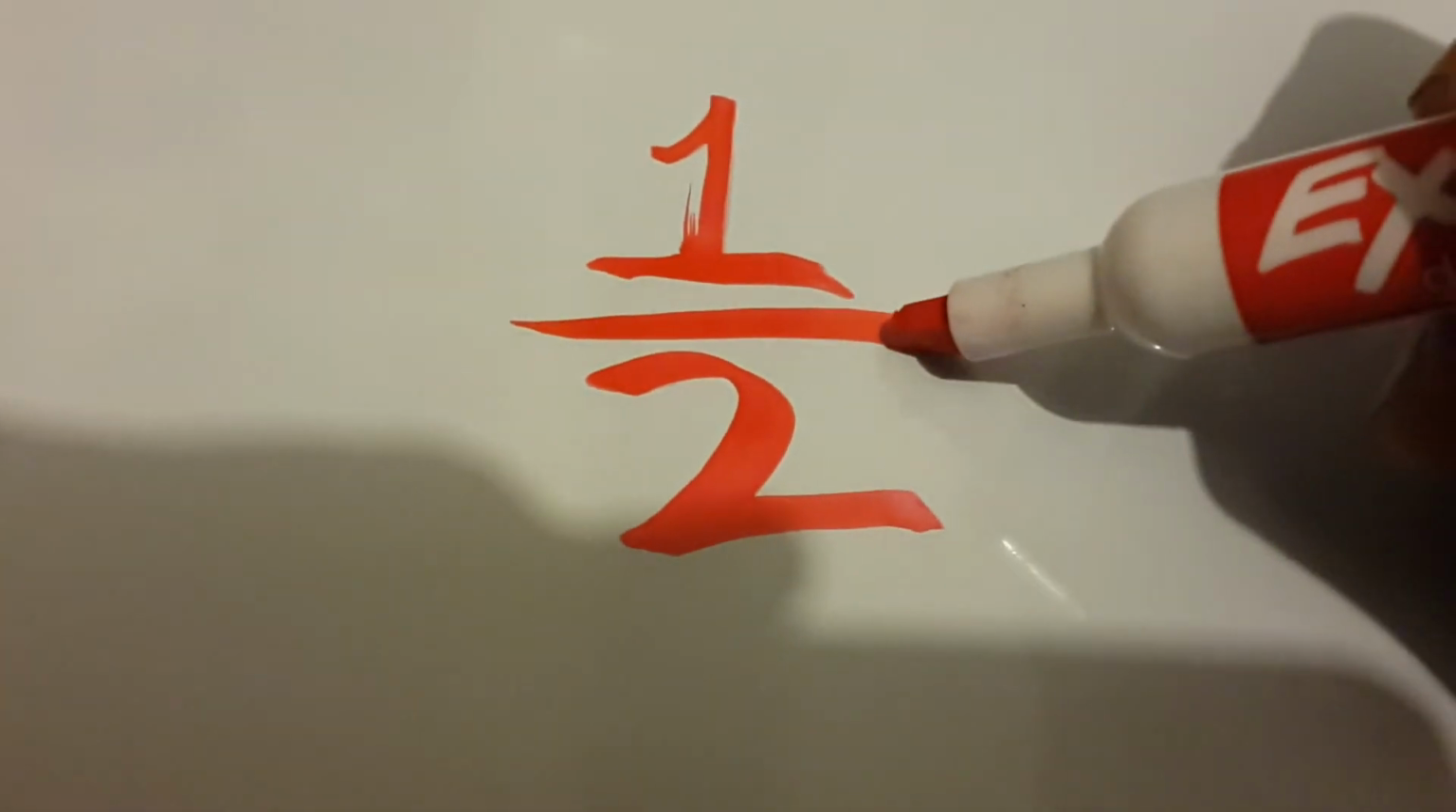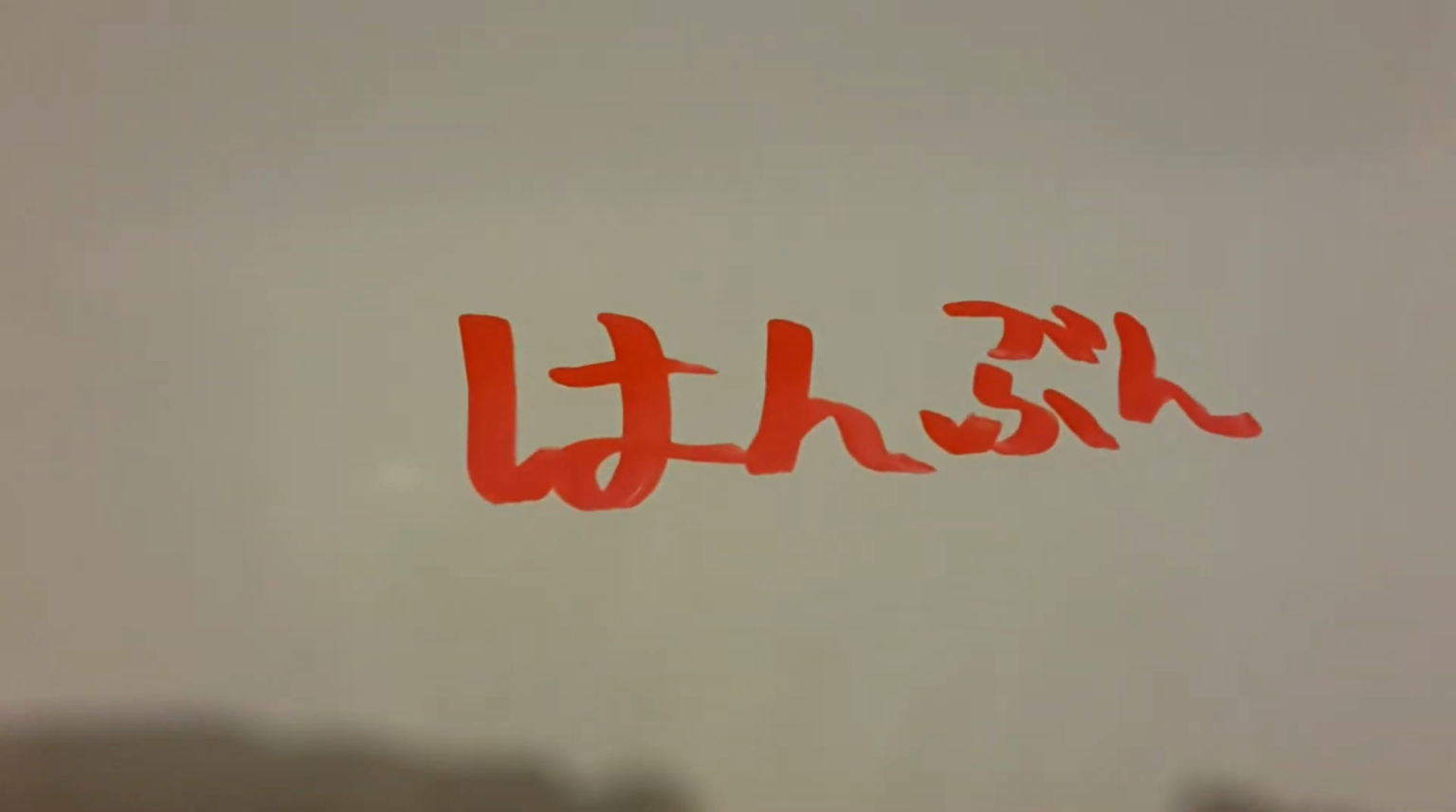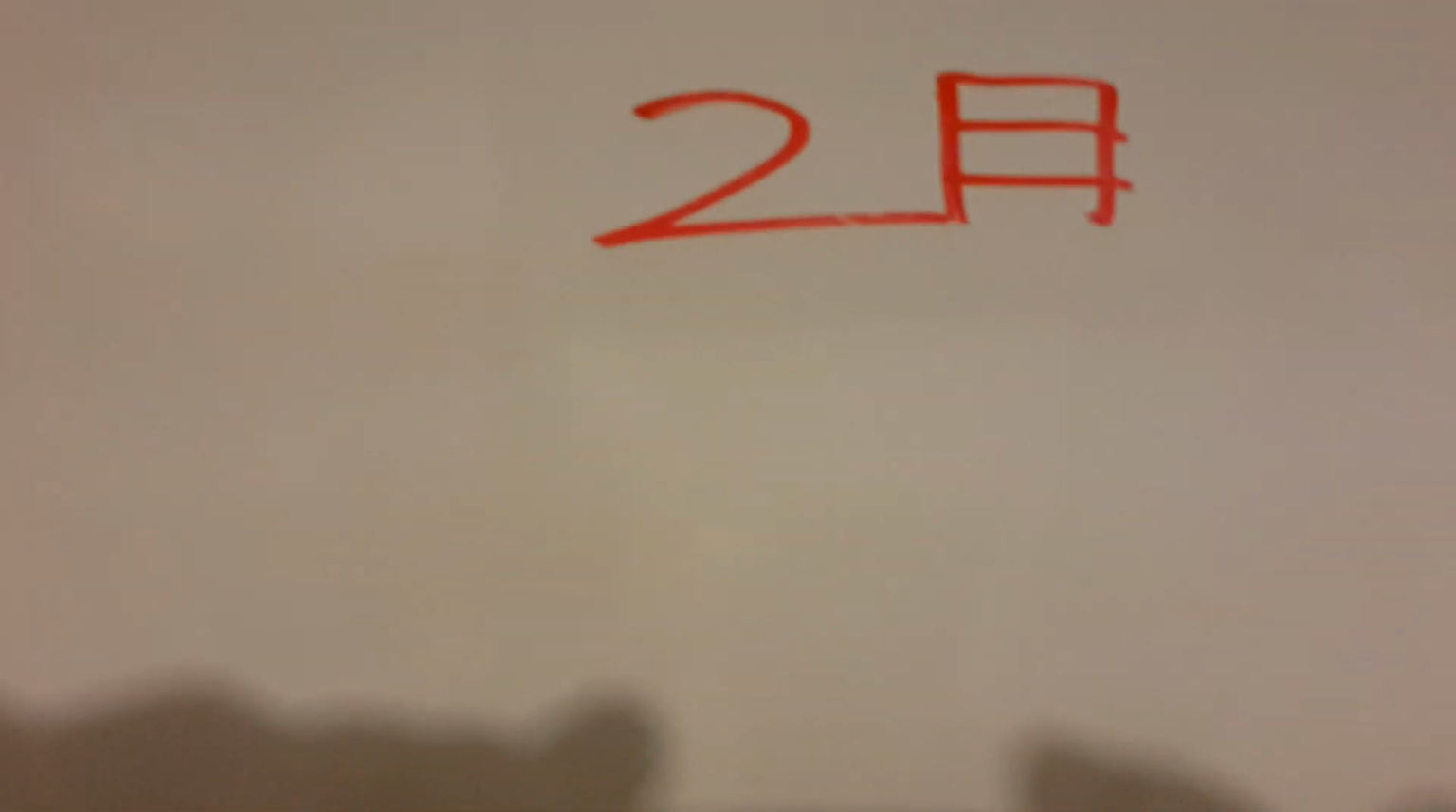To pronounce this fraction, it would be 2 分の1. However, you usually don't pronounce this fraction like that. You usually pronounce it like this. Hanbun, which means 1/2. Now we'll learn how to say the second day of a month. Just like the number 1, the number 2 in front of the symbol for day does not follow the normal pattern.